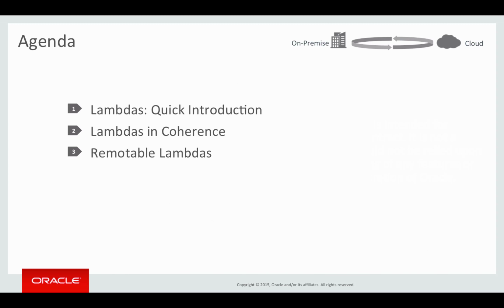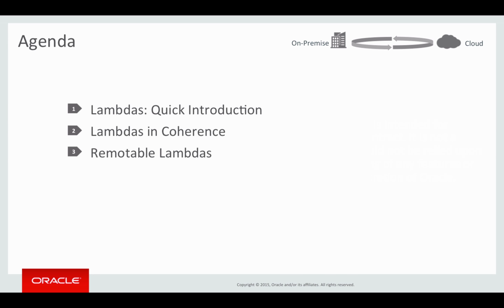So let's get started. In the first part of the presentation we'll cover what Lambdas are and why they're important to Java developers. I'm assuming most people already know this stuff, so we'll keep it short and only talk about the important bits and things that are relevant for Coherence Lambda support in particular, such as Lambda serialization, for example.